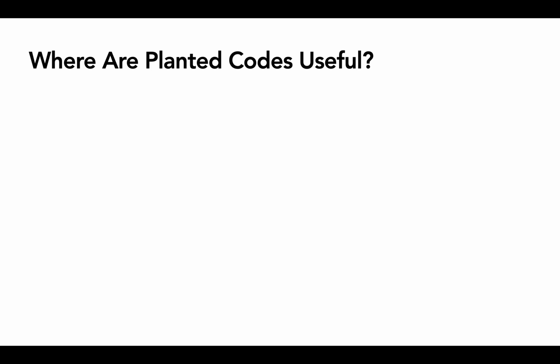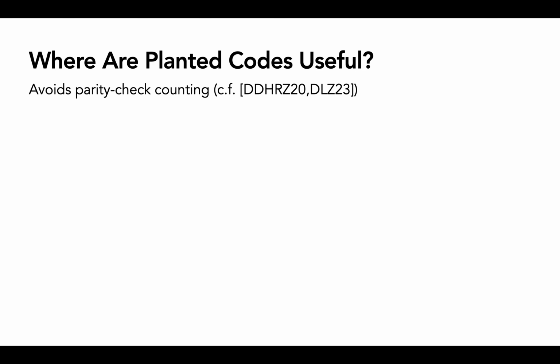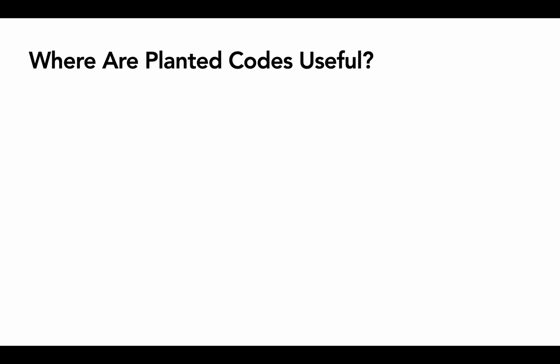Now, where are these planted codes useful? I've just told you how you can take a perfectly good linear distance quantum LDPC code and reduce the dimension, whereas typically we'd think that higher dimension is a better thing. From a high-level, almost philosophical viewpoint, this is a different technique for avoiding parity check counting and bounding the dimensions of our codes. There have been questions in the classical coding theory literature on how we can avoid parity check counting. So maybe this technique could be useful somewhere else in the future.